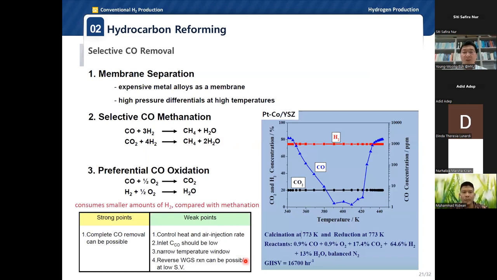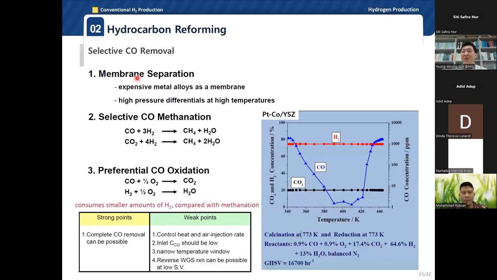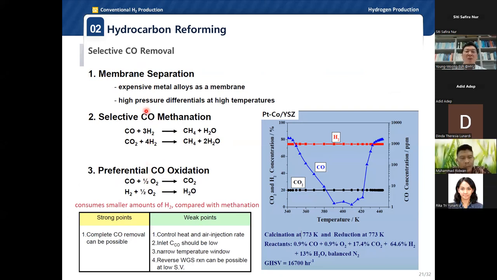And then this is probably the last slide of part two, conventional hydrogen production. So the last part is the selective CO removal. So we have largely three techniques, such as membrane separation, selective CO methanation, and preferential CO oxidation. We call this reaction PROX, P-R-O-X, PROX reaction. So for membrane separation, you know that the CO and hydrogen, the two components, will be separated through the membrane, but we have to use a very expensive metal membrane. The usual material is palladium. So a palladium alloy membrane is used for this kind of technique.